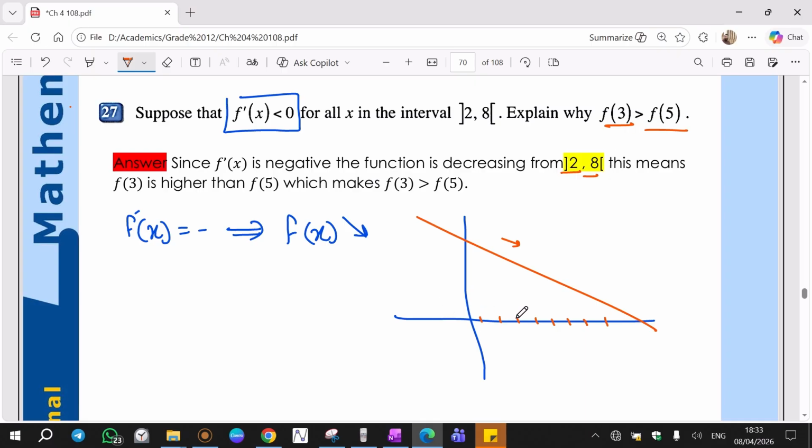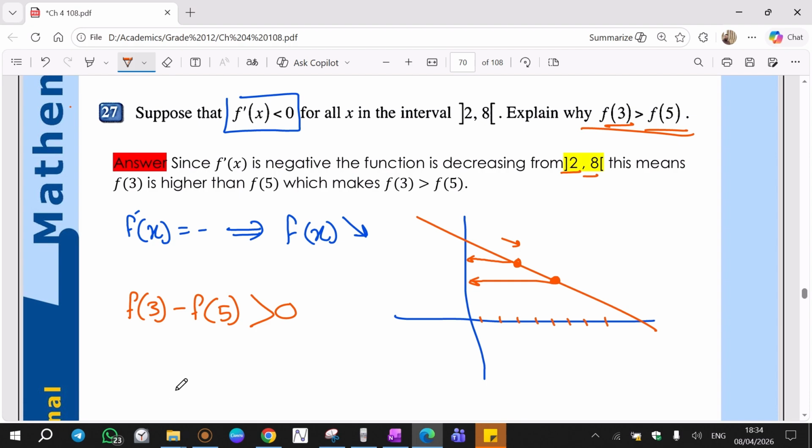Simply, f of 3, 1, 2, 3 is right here, while f of 5, 4, 5 is right here. Which one is greater? This has a higher y value, so f of 3 is greater than f of 5. There could be another way of asking the same question, like f of 3 minus f of 5 is greater than 0. That means f of 3 is greater than f of 5. When we subtract, we get a positive result, and positive is greater than 0.